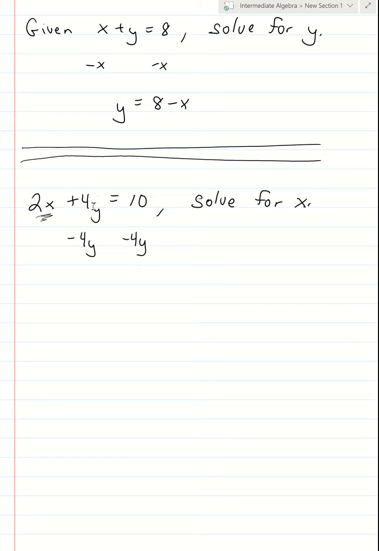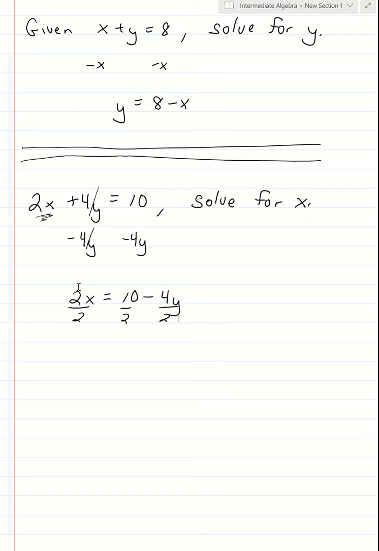Now here on the left side, 4y and the negative 4y will cancel, and that would leave us with 2x equals. On the right side, we would have 10 minus the 4y. We can't combine these two terms on the right side because these are not like terms. So now, we are still looking to get x by itself. We don't want 2x, we want just 1x. So we're going to have to eliminate the 2 and divide both sides by 2.